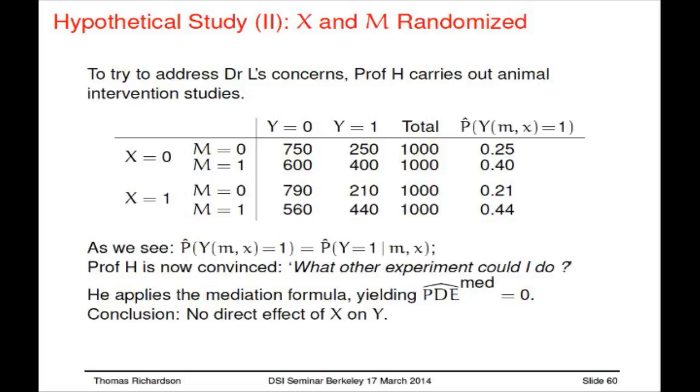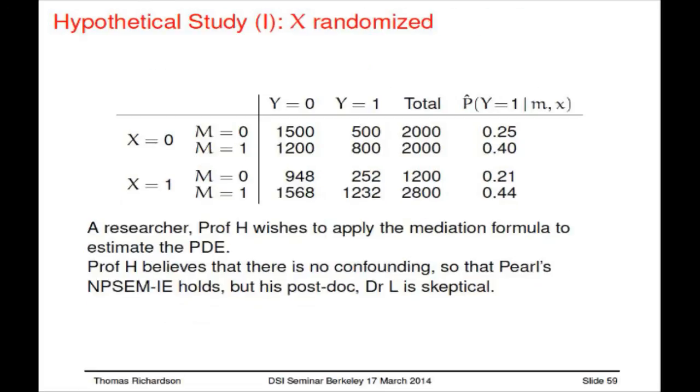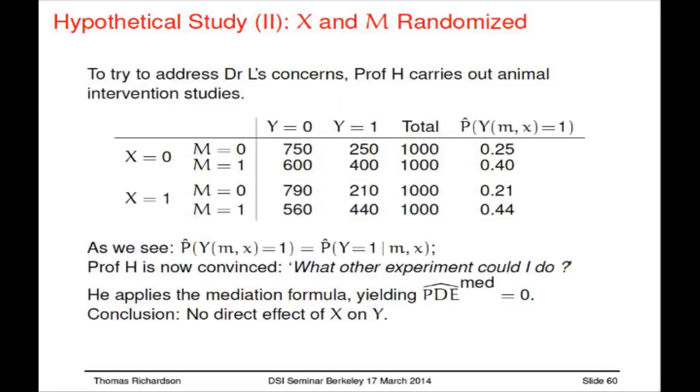Okay? So the distribution of Y given M and X here perfectly agrees with what we saw in this double experiment where we intervene on both X and M. Okay, so Professor H is now completely convinced. He says, look, I've done every possible experiment. We randomly assigned X, we randomly assigned both X and M. Get off my case, I'm going to apply the mediation formula.